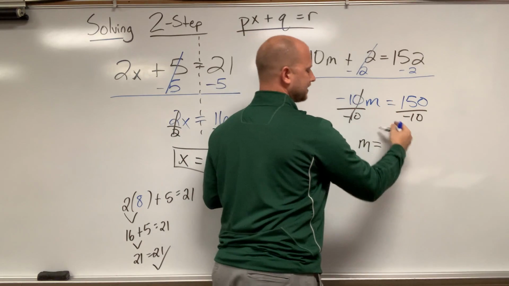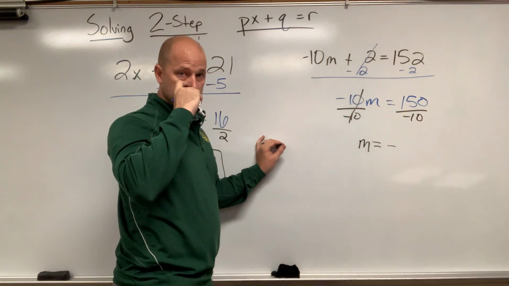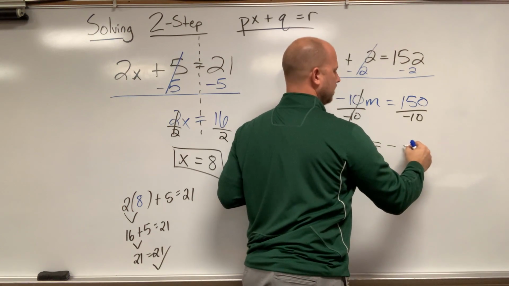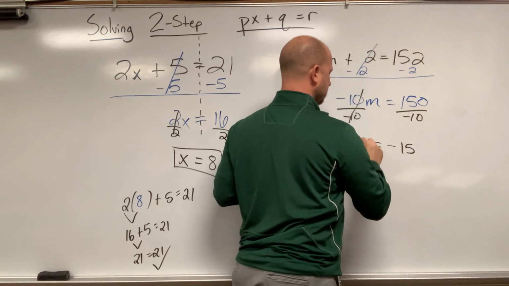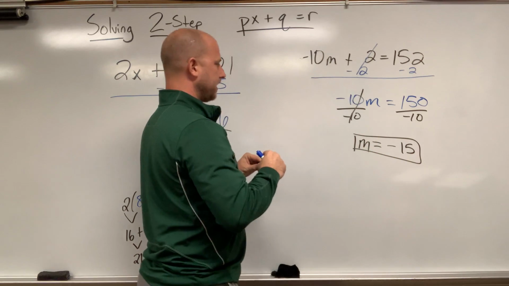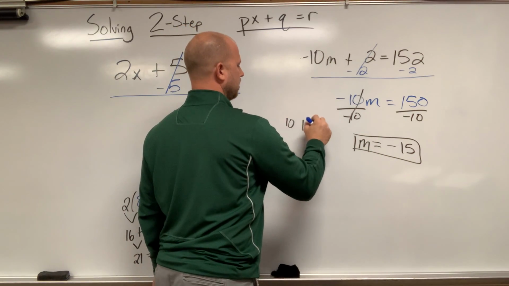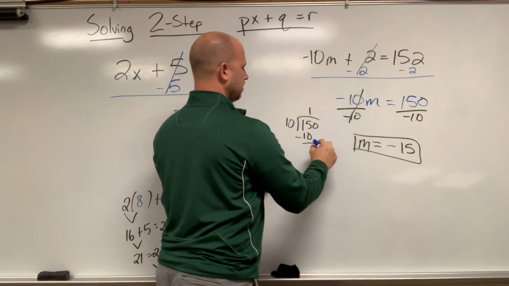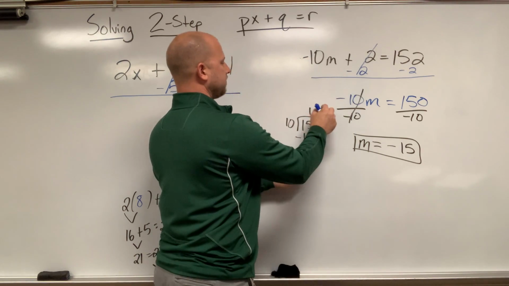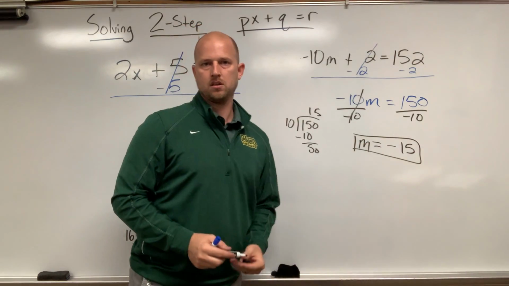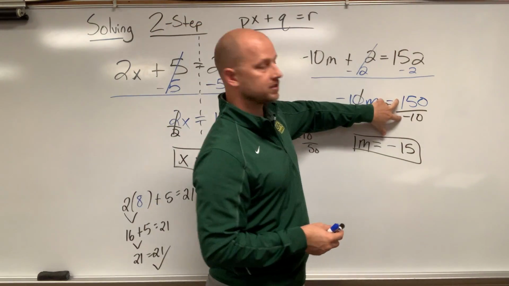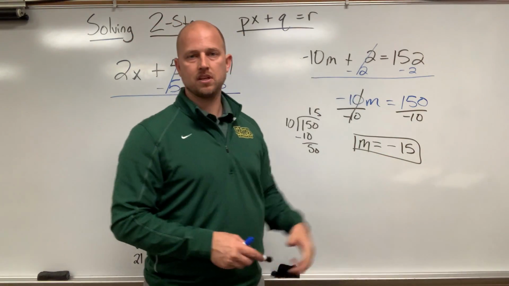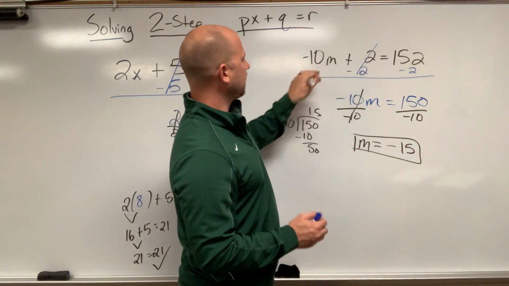Now, different signs give a negative when you multiply and divide. 10 goes into 150 15 times. If you need to write it out, you can. 10 goes into 15 one time. 10 goes into 50 5 times, and that's our answer, 15. And again, it's negative because we have different signs here. Because you have a negative 10, make sure you bring the negative 10 to both sides. You can double check this really quick.